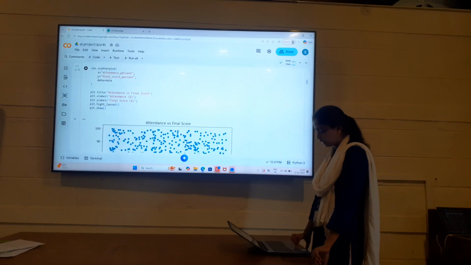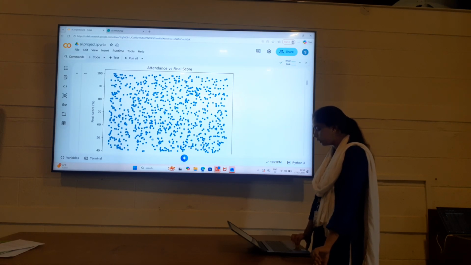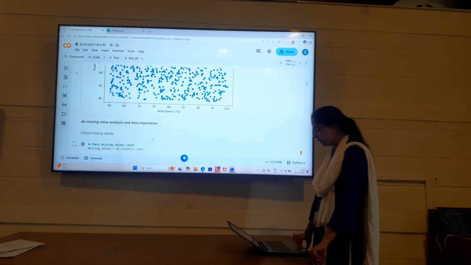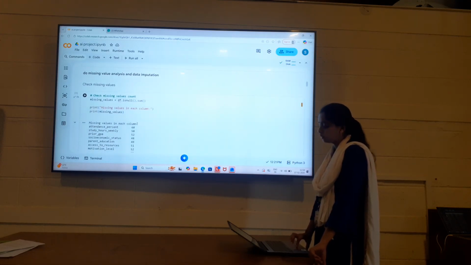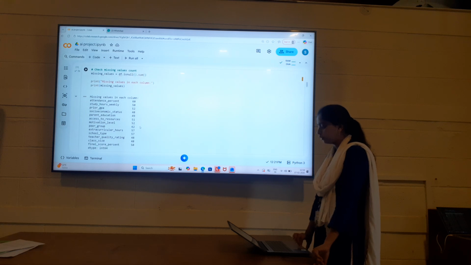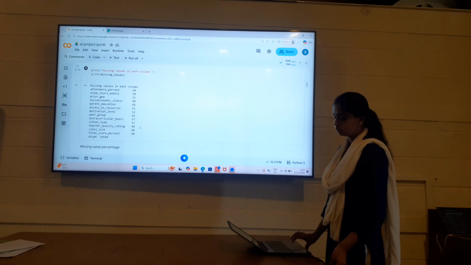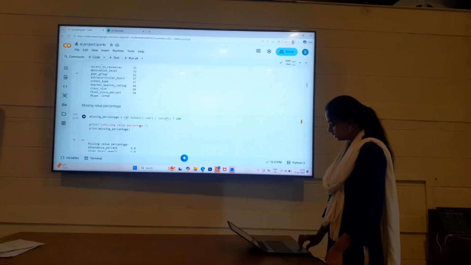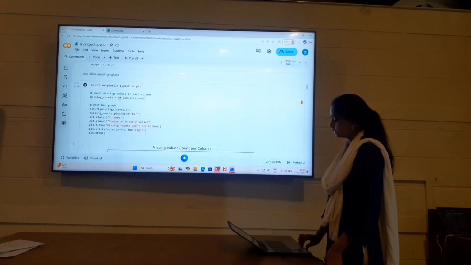I have done another graph which is based on attendance and final scores, where I have observed that if a student has greater attendance, they will have greater scores in their final exams. Later on, I checked for missing values. I have noticed that in the given data set, 3 to 6% of missing values have been detected. This is the visualization of missing values.